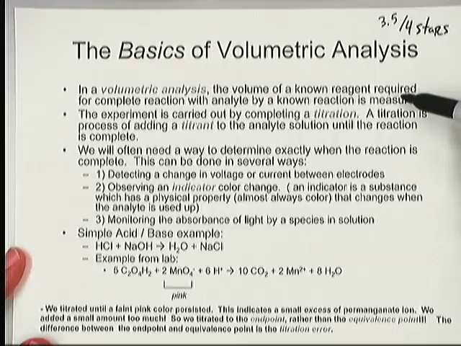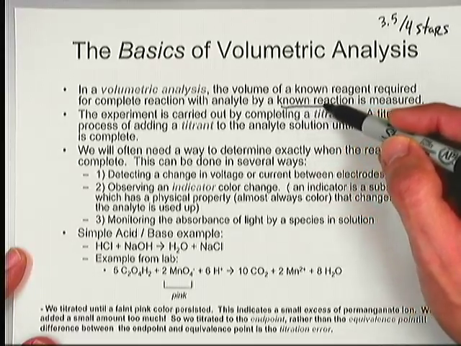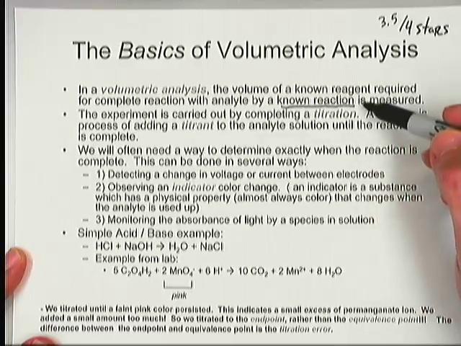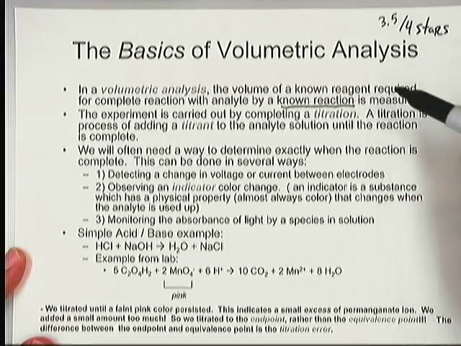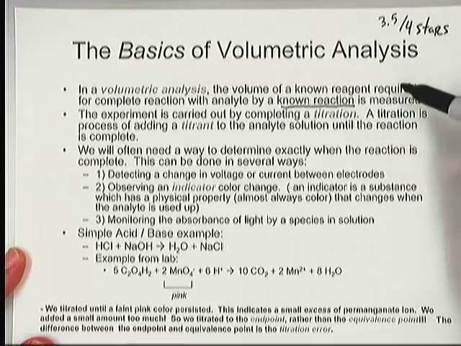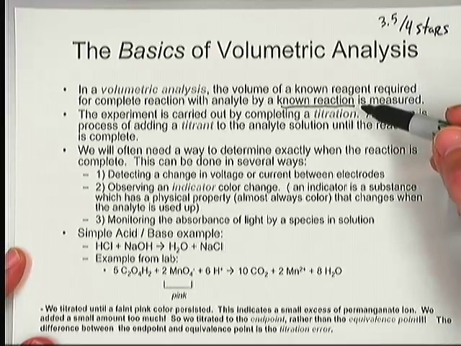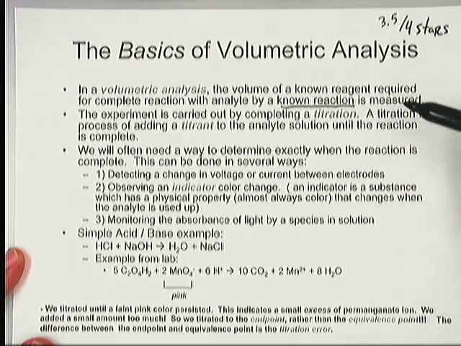And for that to happen, the reaction has to be known. It has to follow a known stoichiometry, that is, the ratio in which these chemicals combine to react. It also has to be stoichiometric, or proceed to completion. If the reaction doesn't proceed to completion, all bets are off and we're in a world of trouble. So we can only use reactions that proceed to completion and have a known stoichiometry.